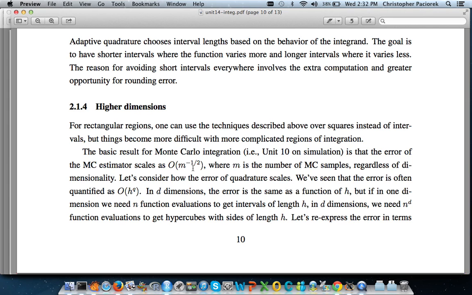So if the order of the error is order of h to the q, maybe this is the best way to say it. The error is order of h to the q, and we know h is proportional to 1 over n. So the error is order of 1 over n to the q.